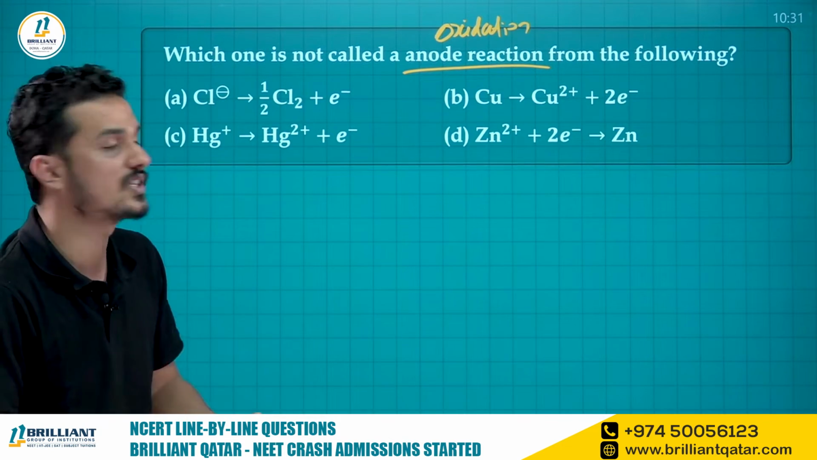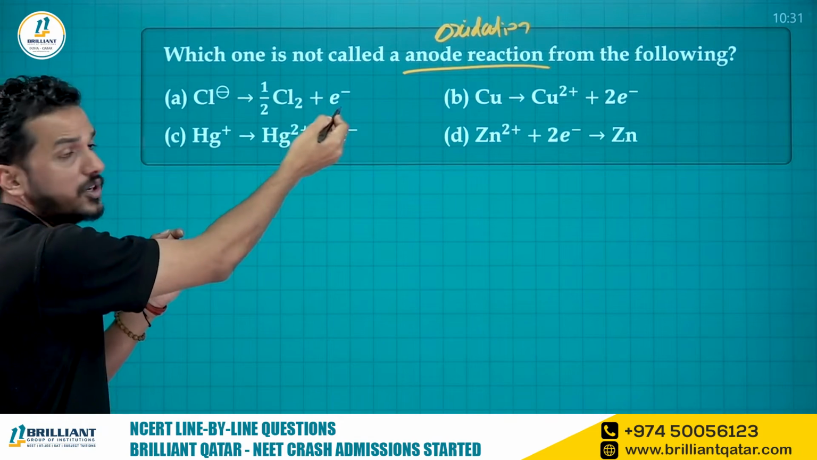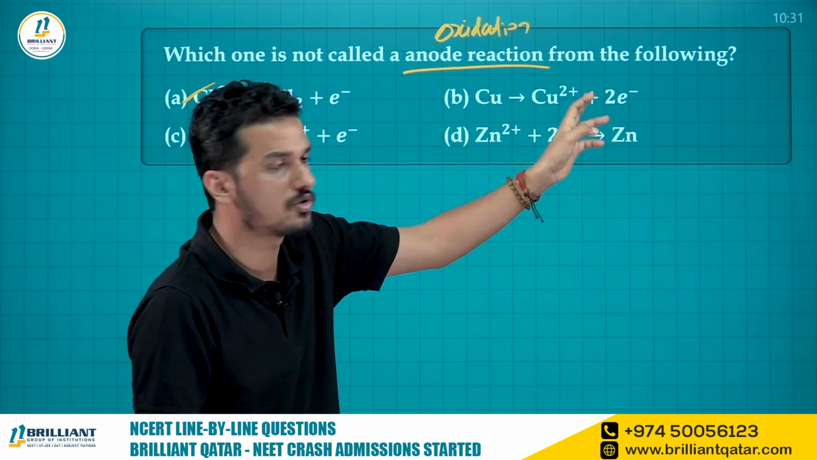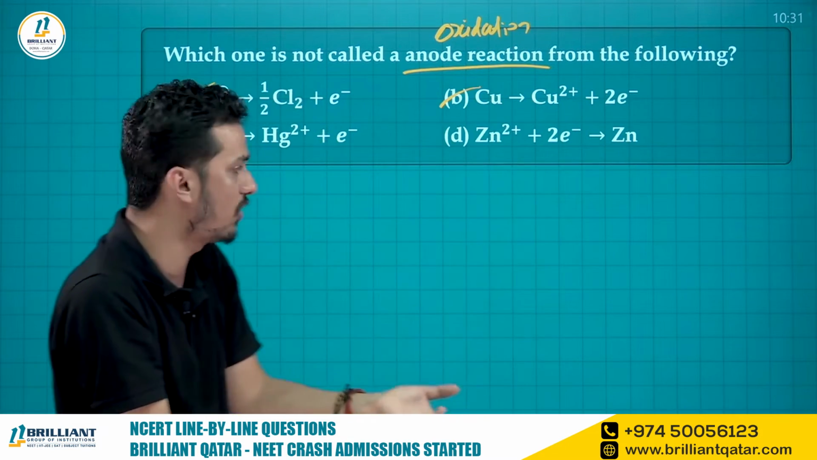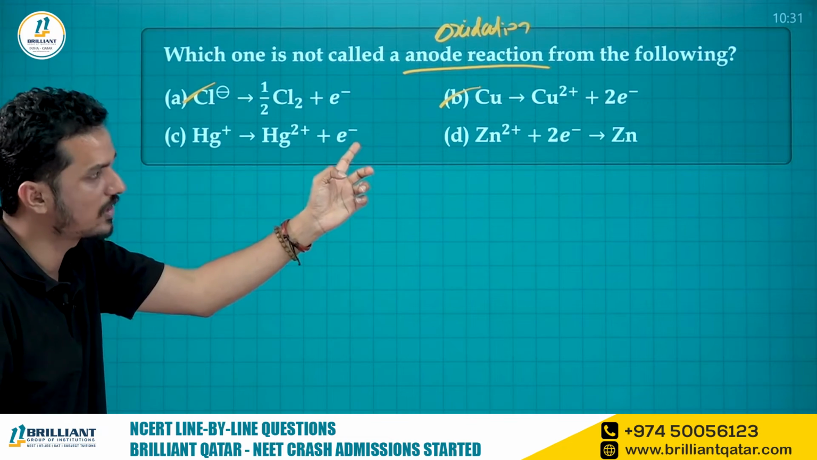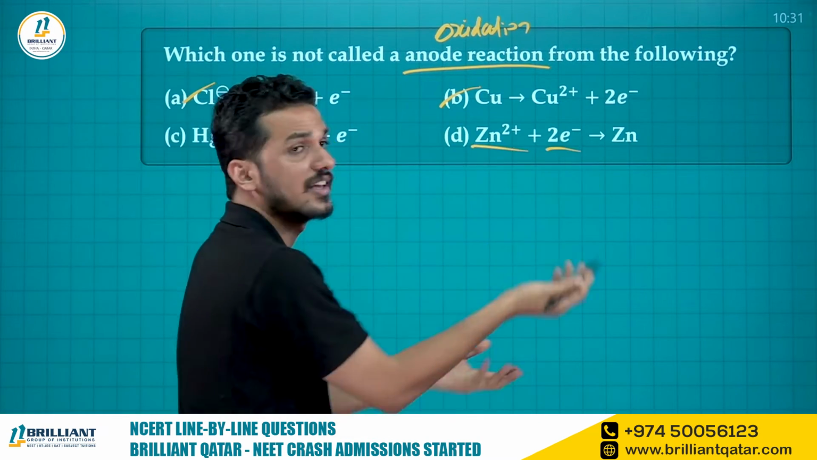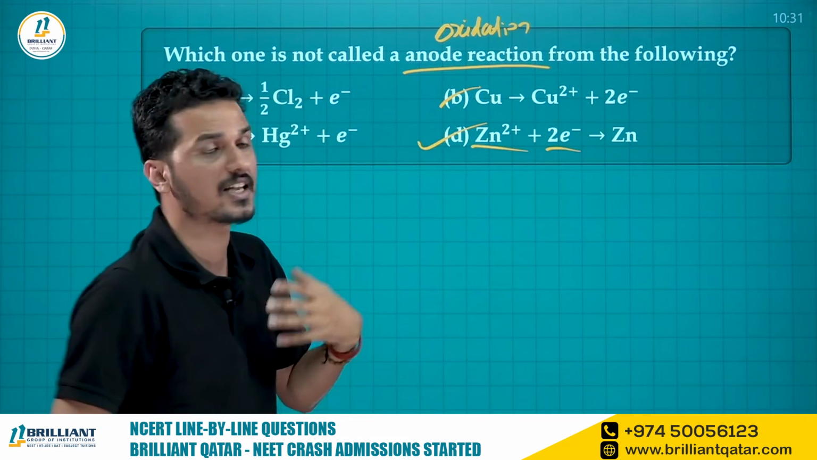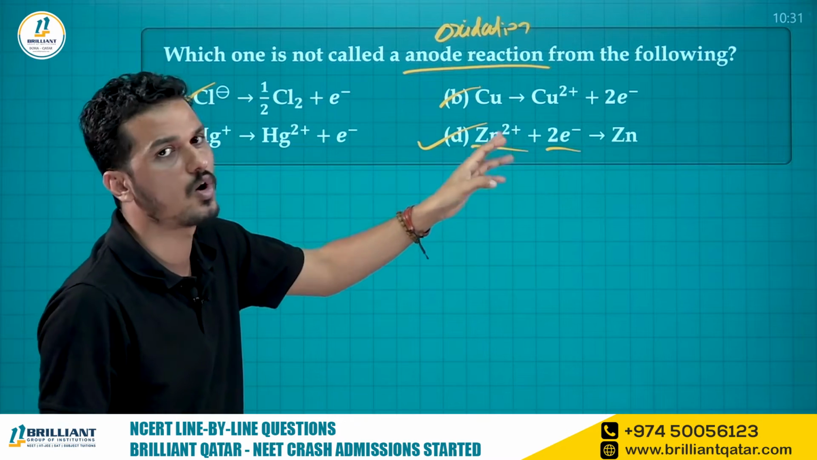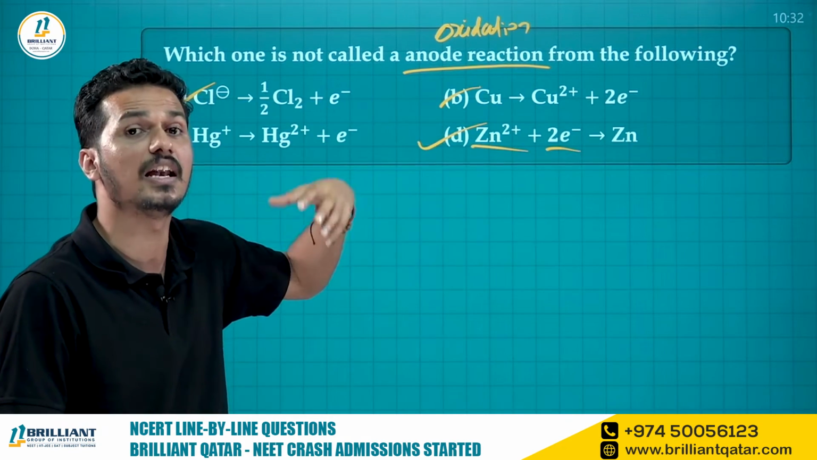Oxidation means losing of electrons. Here Cl minus becomes Cl2, that is losing electrons. Here Cu becomes Cu2 plus plus 2 electrons, that also loses electrons. Hg plus becoming Hg2 plus plus 1 electron also loses an electron. But here Zn2 plus is gaining 2 electrons, so that is the one that is not an anodic reaction. This is a cathodic reaction because it is gaining electrons.